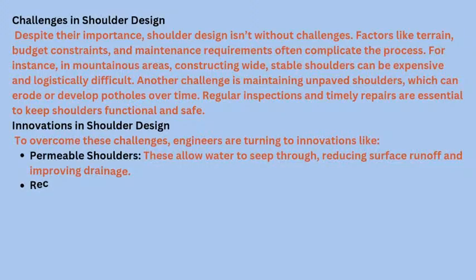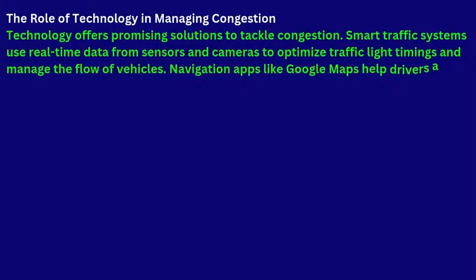Promising solutions to tackle congestion. Smart traffic systems use real-time data from sensors and cameras to optimize traffic light timings and flow. Navigation apps like Google Maps help drivers avoid congested routes, reducing the overload on certain roads.